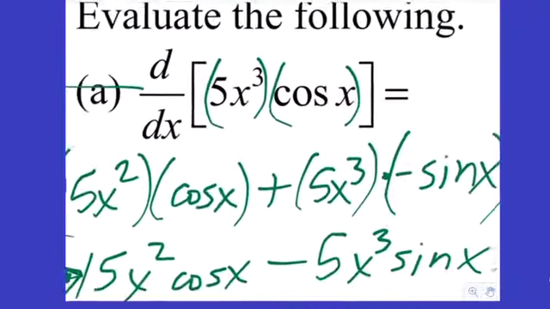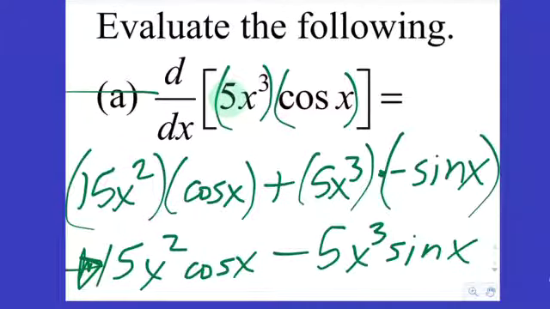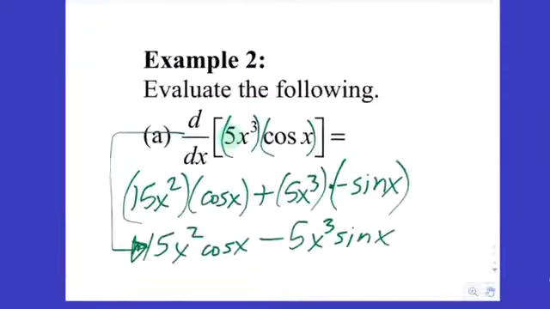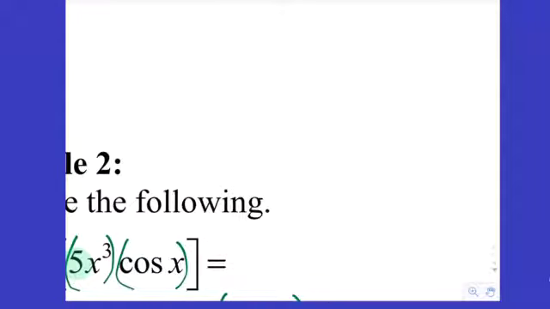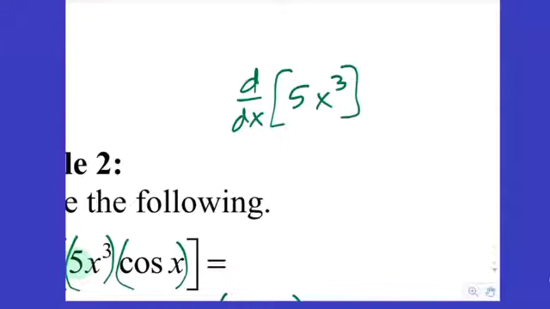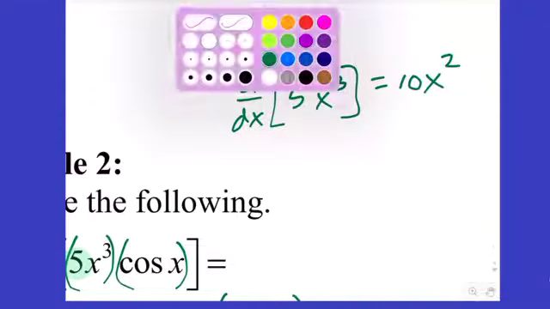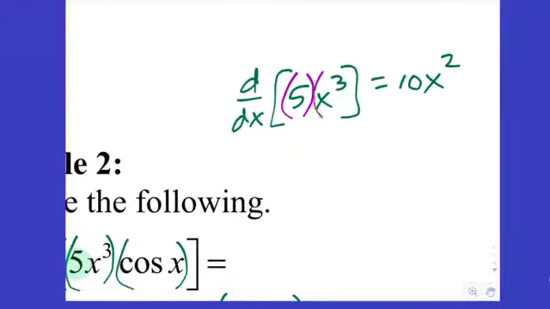Now the question that I get in class a lot is, do we have to consider 5 as its own factor? And the answer is no, but you certainly can. Let me come off to the side here and show you something. If I had just had 5x cubed, we know that the derivative of that is 10x squared, and we're done with it. But notice you could elevate the 5 to its own factor.